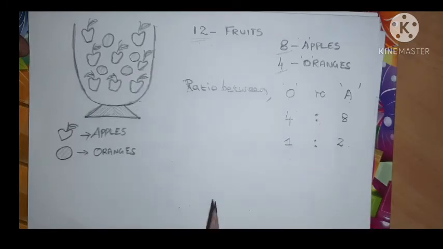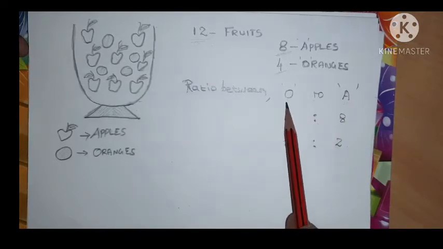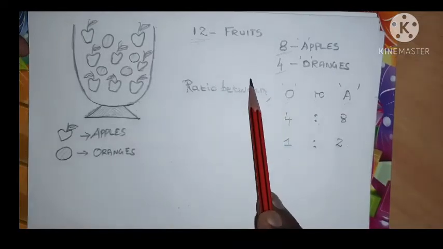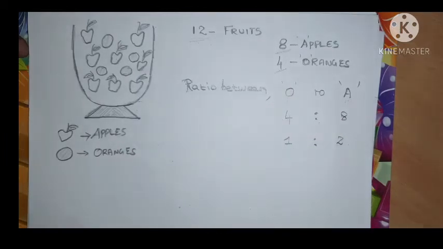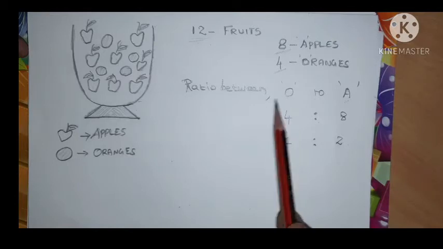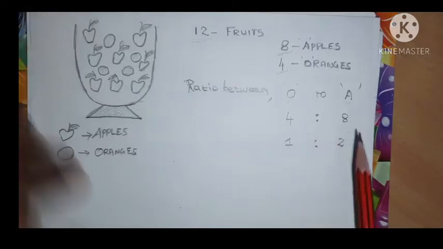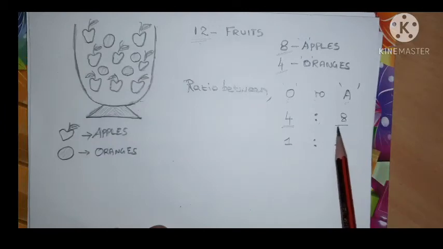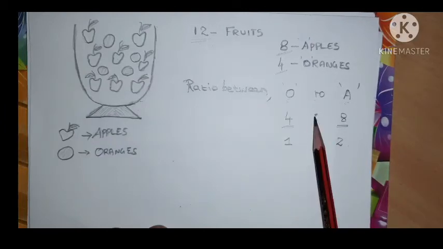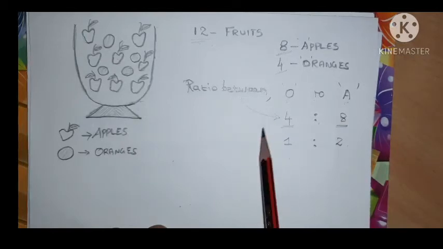So I'm going to find the ratio between oranges to apples. Why oranges to apples? Because the question is how many oranges are present inside the bowl as compared to apples. Hence, if the question is based on oranges, I take the ratio of oranges to apples. How many oranges are there inside the bowl? 4 oranges. And how many apples? 8 apples. Now look, 4 is to 8. This is the ratio between oranges to apples.